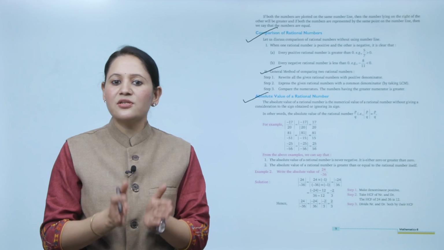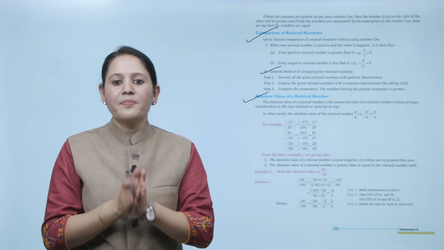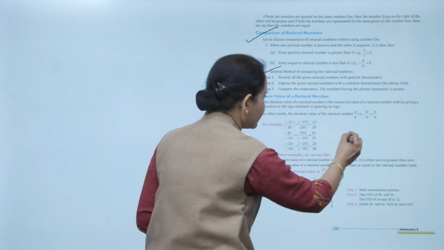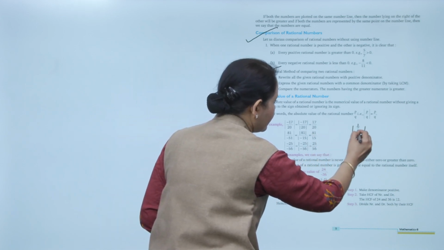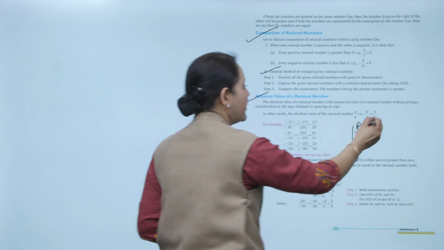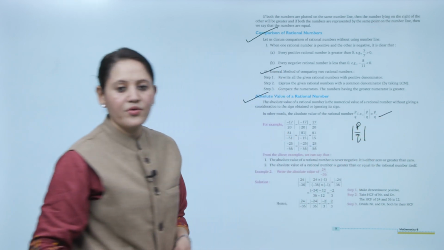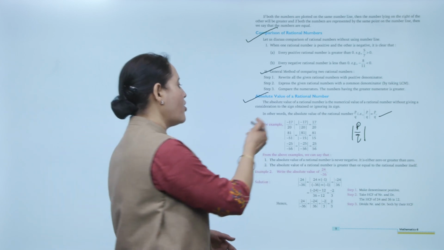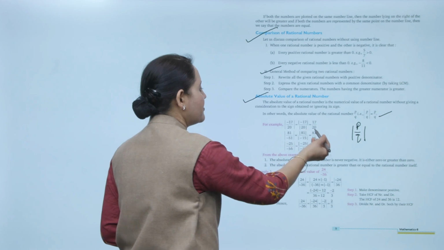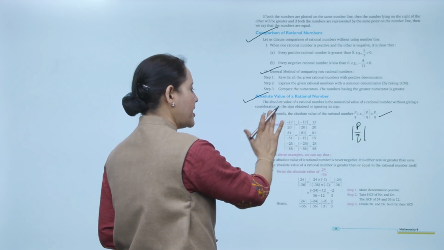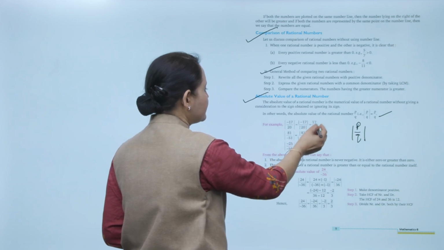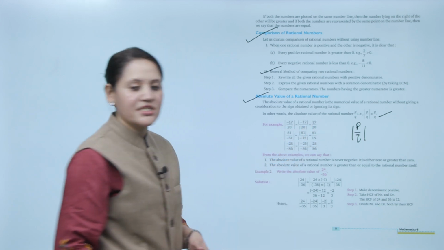In other words, the absolute value of the rational number P upon Q, absolute value को हम किस तरीके से लिखेंगे? Like here we are writing the absolute value of P upon Q, that is |P upon Q|. For example, the absolute value of -17 upon 20 is 17 upon 20, the same as the numerical value, but we will not consider the sign. So absolute value हो जाएगी 17 upon 20.